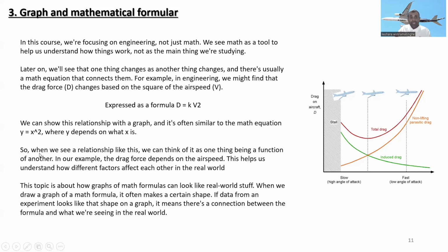So when we see a relationship like this, we can think of it as one thing being a function of another. In our example, the drag force depends on the air speed. This helps us understand how different factors affect each other in the real world. This topic is about how graphs of math formulas can look like real-world things. When we draw a graph of a math formula, it often makes certain shapes. The data from an experiment looks like the shape on the graph. It means there are connections between the formula and what we are seeing in the real world.